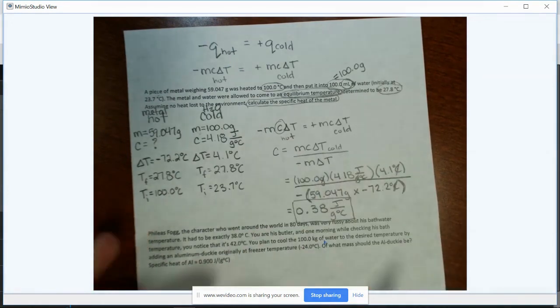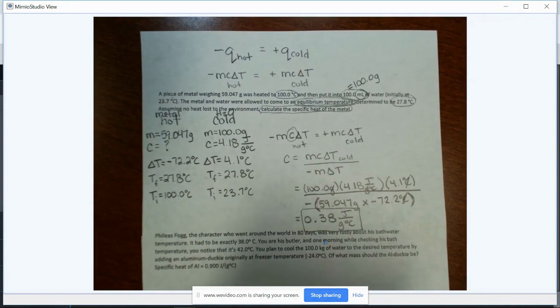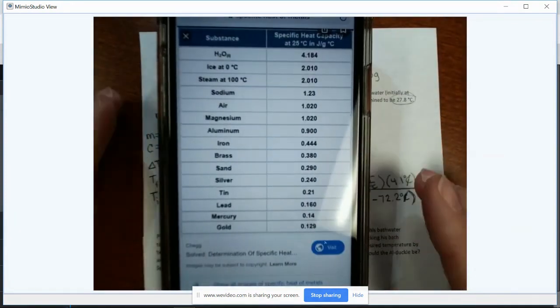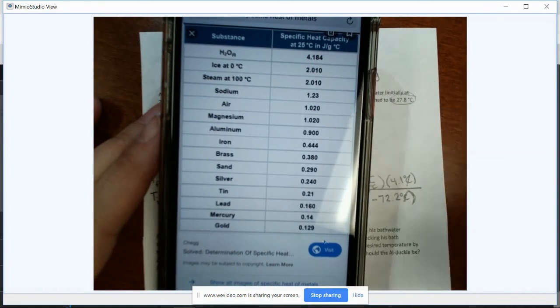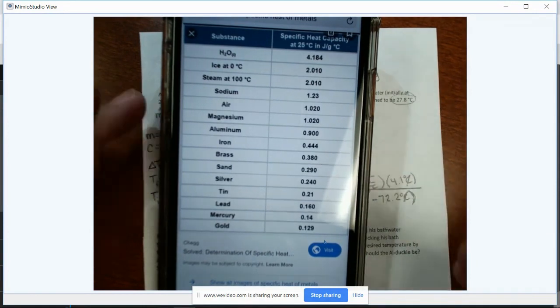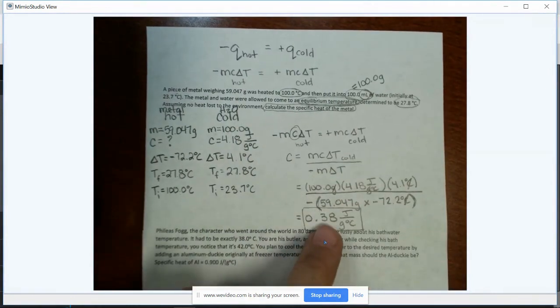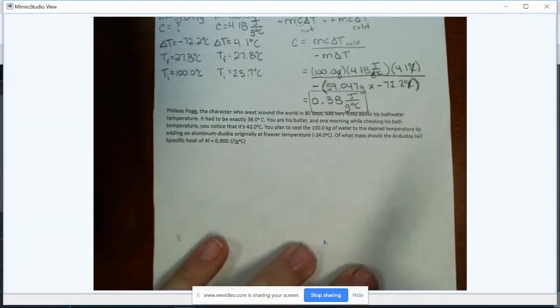And then if this question went further on to say, identify this material, since we solved for specific heat, and specific heat is a constant for the substance itself, I could just pull up a chart and find that specific heat on here, and I find that brass has a specific heat of 0.380. And so this metal must have been brass, because that matches my specific heat. So that is how you solve a negative Q equals positive Q question. If you have questions, we will certainly talk about it next time I see you. Please work this one out and I will be checking that.